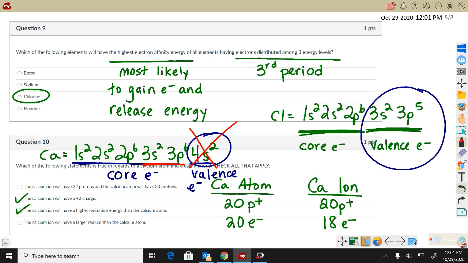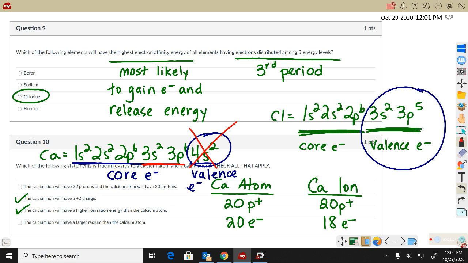Okay, so the calcium atom would have the 20 protons and 20 electrons. It's neutral. But I'm going to lose 2 electrons when I form the ion. I am not changing the protons. We're not going to touch the nucleus when we make an ion. But we are going to lose 2 electrons. So the first choice is not right.